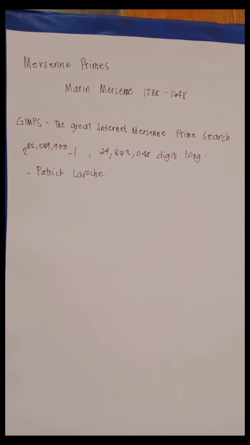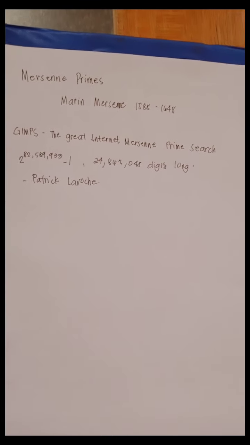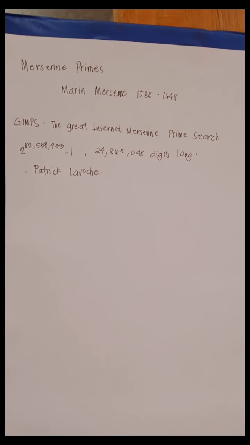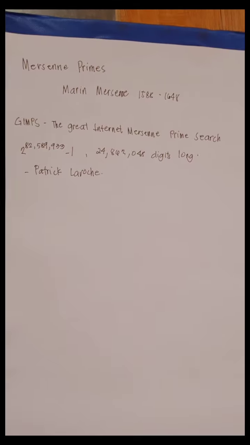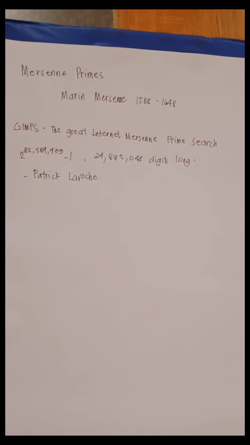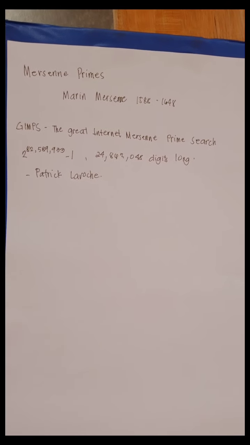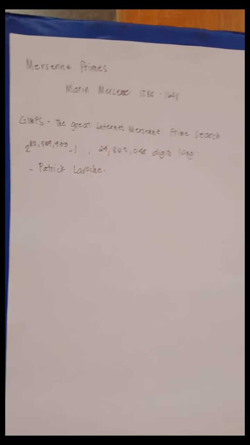As we go on, the Great Internet Mersenne Prime Search, or GIMPS, has discovered the largest known prime number. It is 2 to the power of 82,589,933 minus 1. It is 24,862,048 digits long, and it was found by a computer of Patrick Laroche.